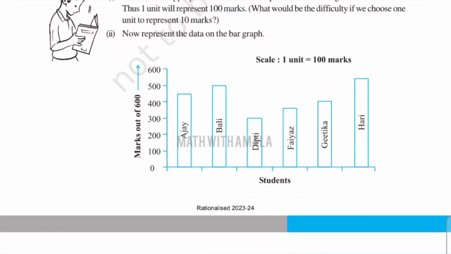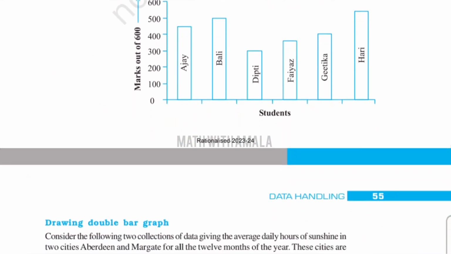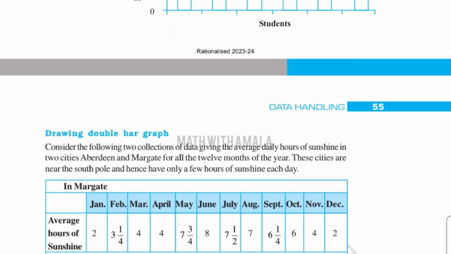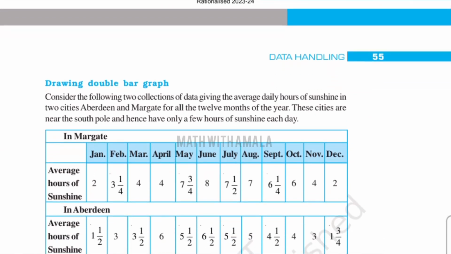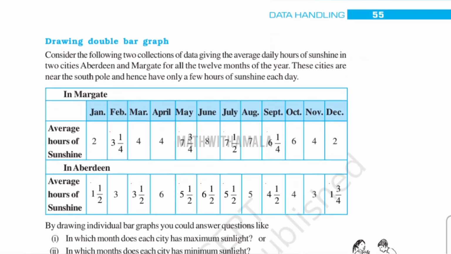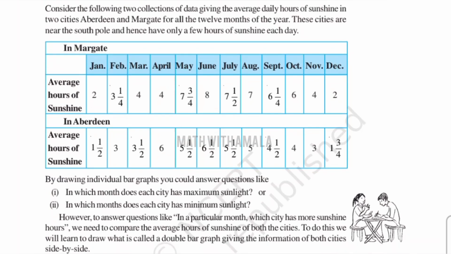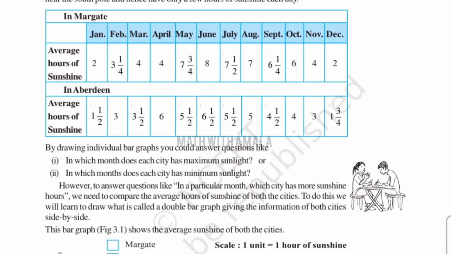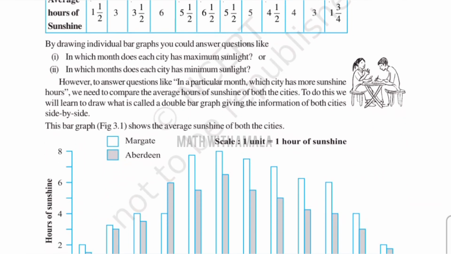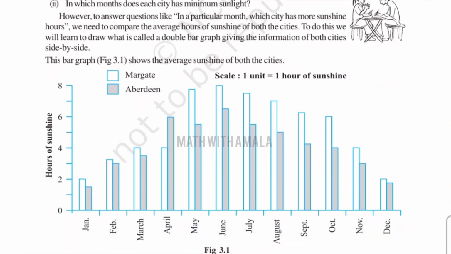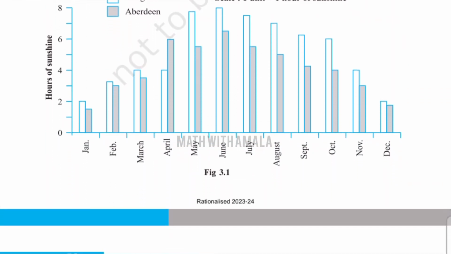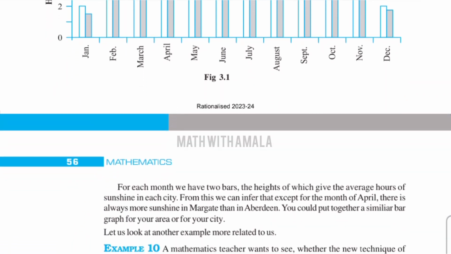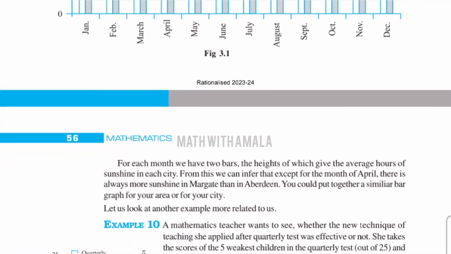Likewise, you can draw the double bar graph, in which we will have two comparable sets of data, like Margaret and Aberdeen, that means two places or cities having different kinds of sunshine hours, and their average sunshine hours are represented like this, and you can have a comparison with all the detailed scale and indications like this. When we use a double bar graph, you should be very careful with the indications or the index that we are providing.